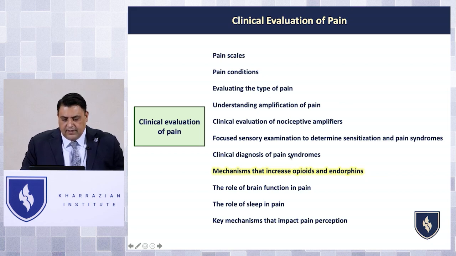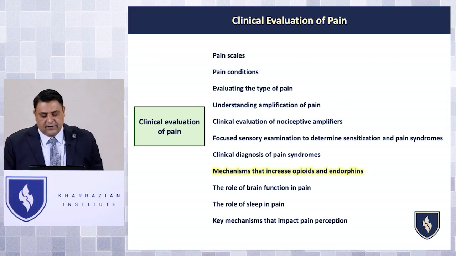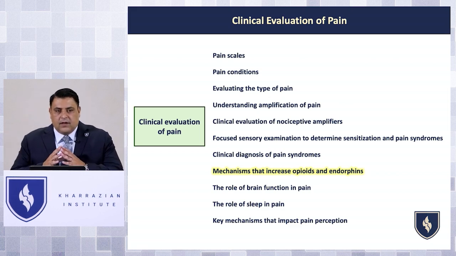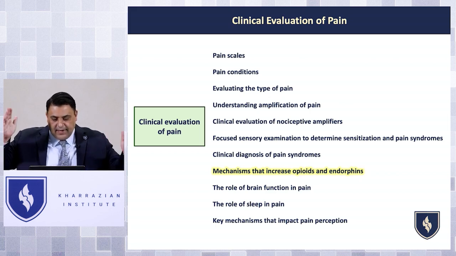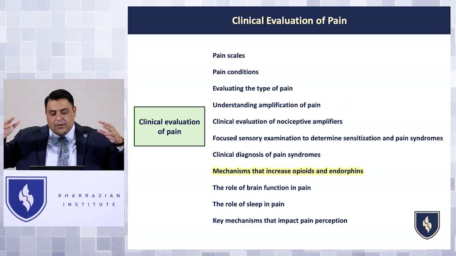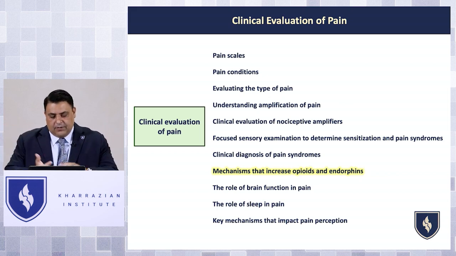Okay, so let's move on. Before we go on to the next section, which is mechanisms that increase opioid endorphins, let me tell you where we are so far. What we went over in our evaluation was that we need to use pain scales sometimes. That can help us understand the amount of pain they have. So it's between 0 to 10, 1 to 10, or mild, moderate, severe. You get some idea of what's happening with their pain.